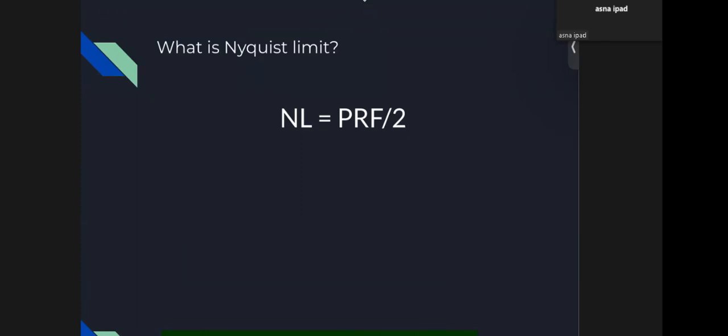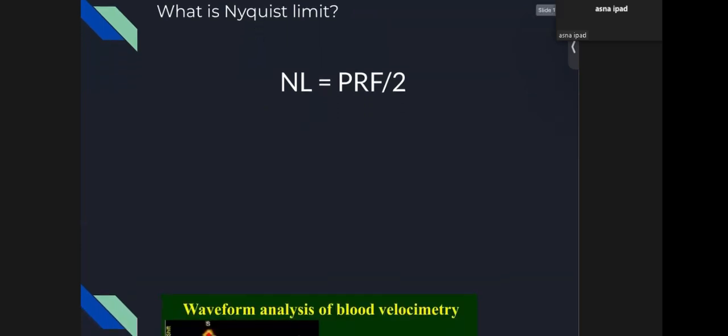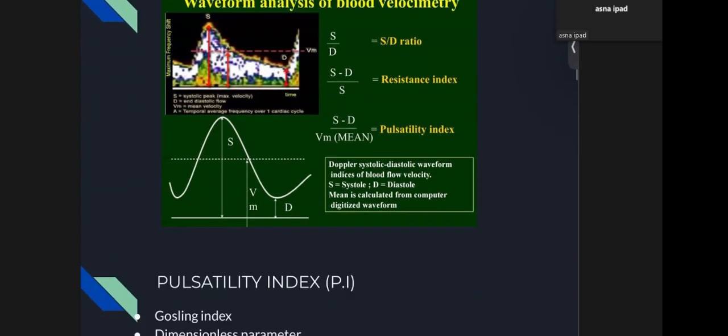Okay, so basically when the depth is increased, the PRF is decreased, Nyquist limit is decreased, the likelihood of aliasing is increased. Now, the waveform analysis of blood velocimetry. A waveform, what we see on the color Doppler or spectral Doppler, has a peak systolic velocity, an end diastolic velocity, and a mean velocity that is calculated by the machine itself.